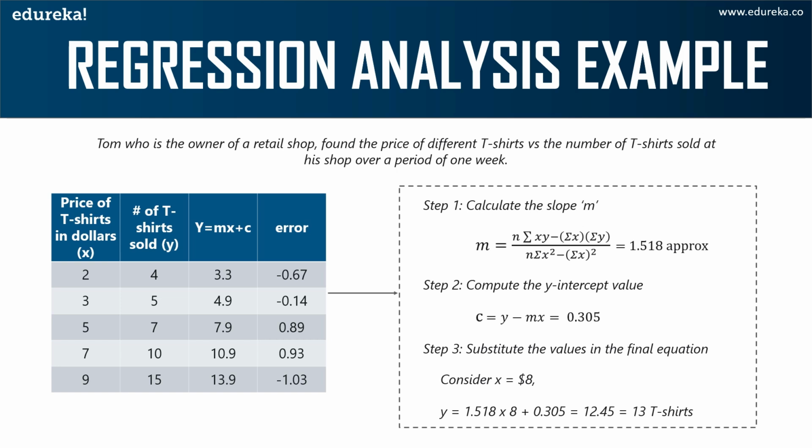All you have to do is substitute all these values, find out your slope, your y-intercept, and finally substitute the values in your final equation. So that's how simple it is to make predictions by using linear regression. Now let's sum up the entire thing.